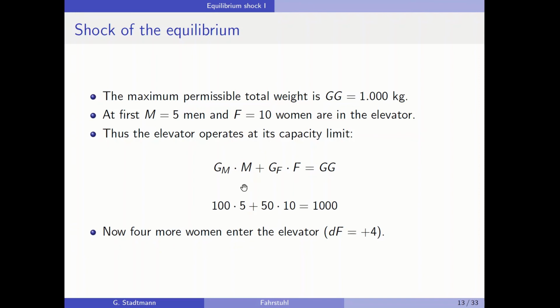We can prove that by computing weight of men times number of men plus weight of the females times the number of females, and this is equal to 1000, so the elevator is operating at the capacity constraint. And now we assume that 4 more women enter the elevator, that df is equal to plus 4.